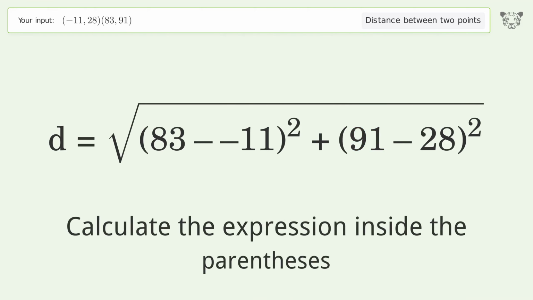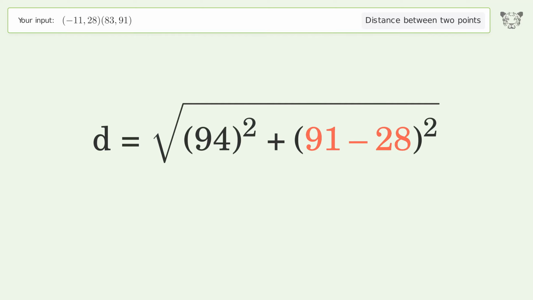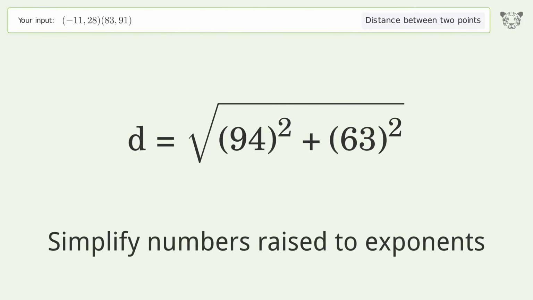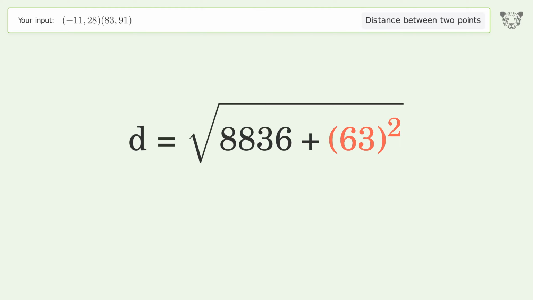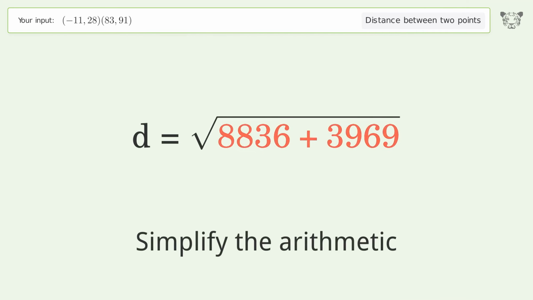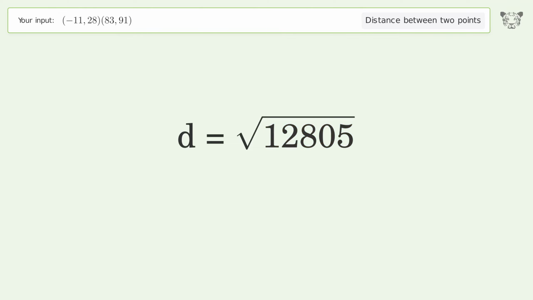Calculate the expression inside the parentheses. Simplify numbers raised to exponents. Simplify the arithmetic. And so the distance between the 2 points is the square root of 12,805 or 113.159.